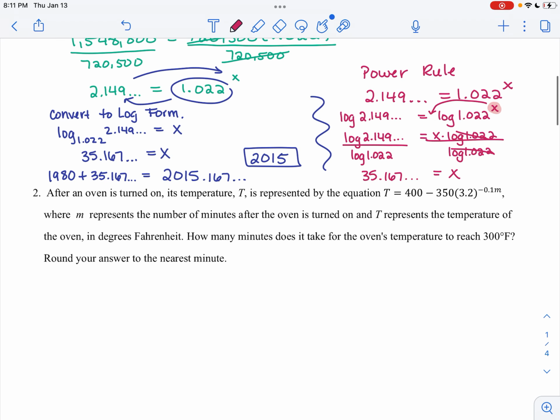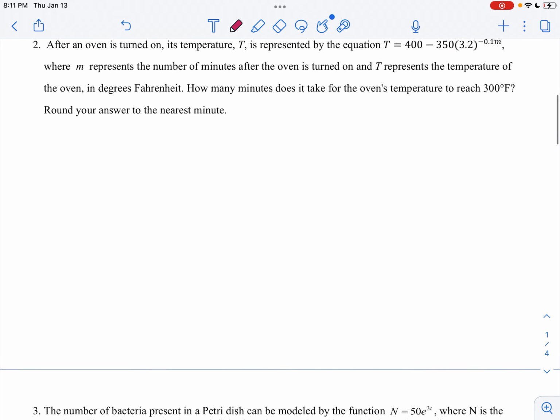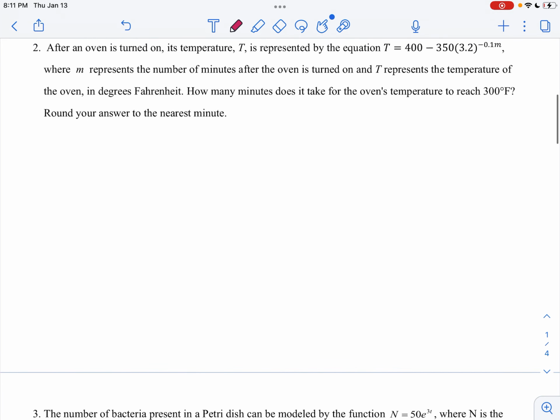Okay, what I'd like you to now do is take a moment to read through number 2. See if you can maybe set up what they're asking you to find, maybe set up the first step, pause the video, and then we'll start together.